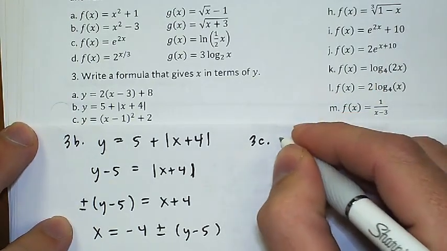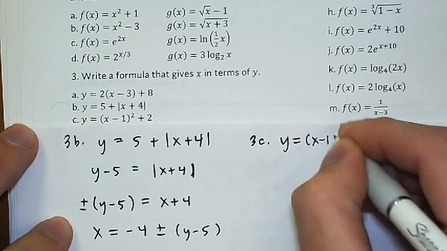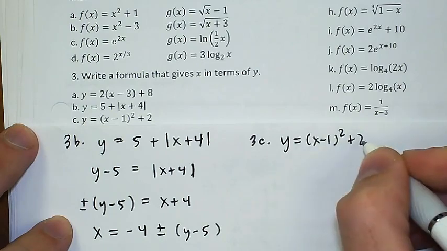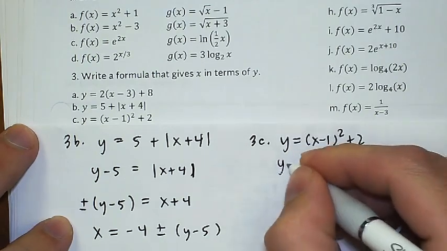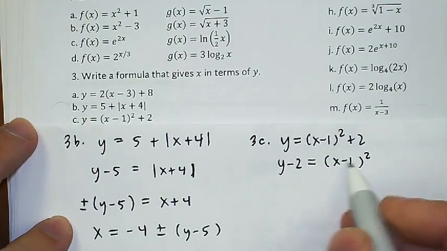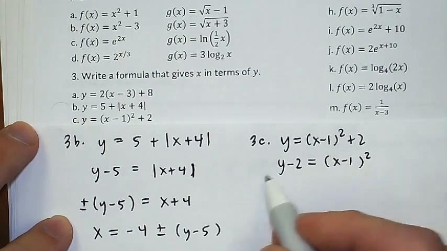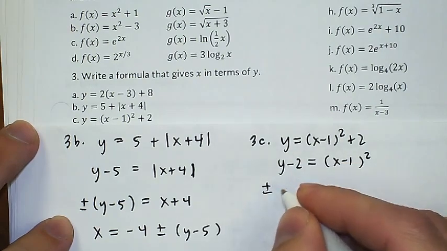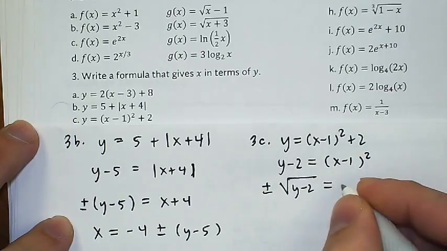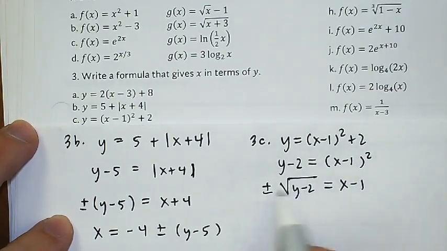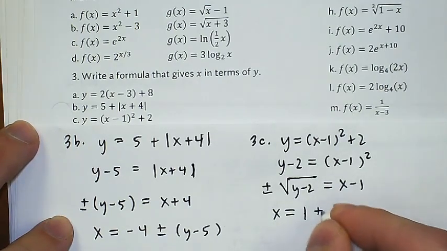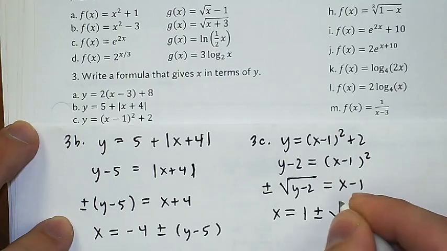So 3c, y equals x minus 1 squared plus 2. I'm going to try to get this on its own so I can take the square root of both sides. So I'm going to subtract 2. Now I can take the square root of both sides, but the square root of x minus 1 squared, okay, that's going to be plus minus over here. And the square root of x minus 1 squared would just be x minus 1, because we've got the plus minus there, and I'm going to add 1 to both sides, and I'll say x is equal to 1 plus or minus the square root of y minus 2.